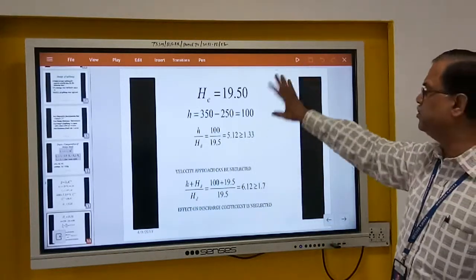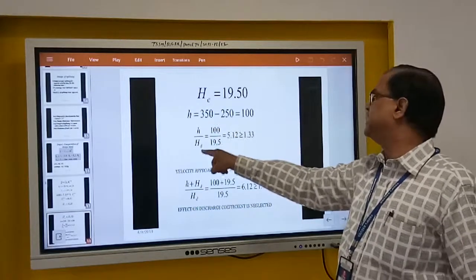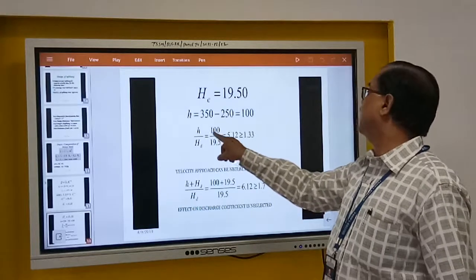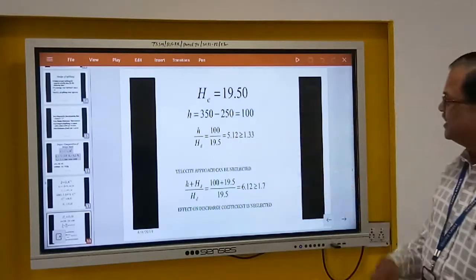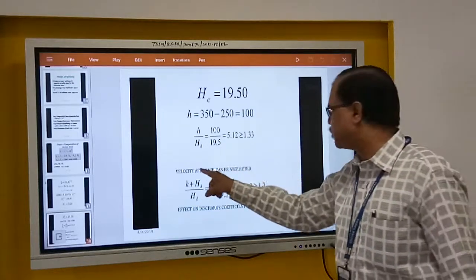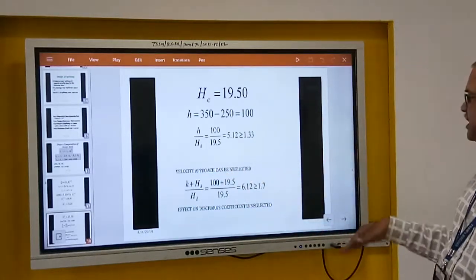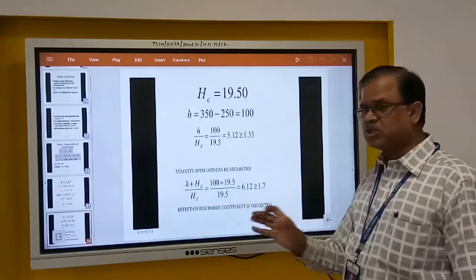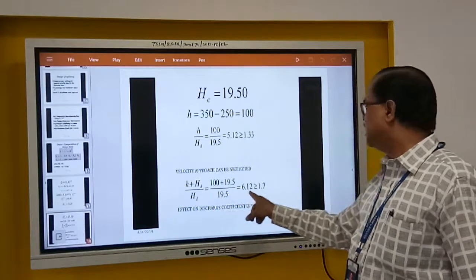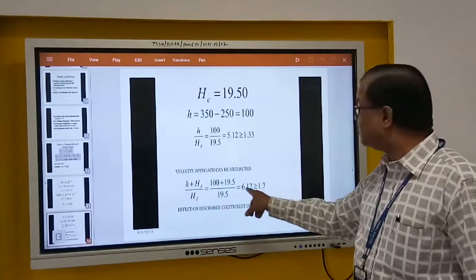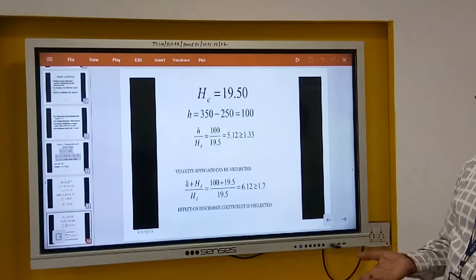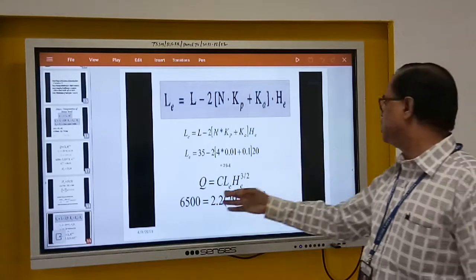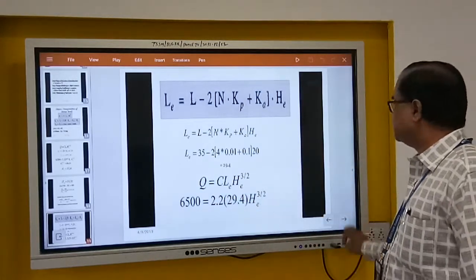Now, H is 19.5 meter. Again we will find H upon HD, checking whether it is greater than 1.33. H upon HD is equal to 5.12, so it is greater than 1.33, and the velocity of approach can be neglected. Again we have to see whether the discharge coefficient, that 2.2 we have considered, is constant or not. This (H plus HD) upon SD, if its value is greater than 1.7, then we do not have to consider the effect of change in the coefficient of discharge also. See, now Le is found out.